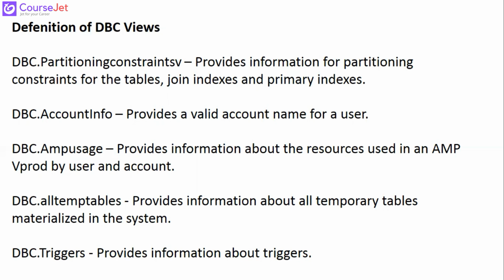And DBC.accountInfo again gives you information about the user. It's almost similar to DBC.users, but DBC.users will have more data compared to this; accountInfo contains around 4 to 5 columns. And DBC.AMPUsage will give you the consumption of resources used in an AMP, actually vprocs, virtual processors, by a particular user or account.